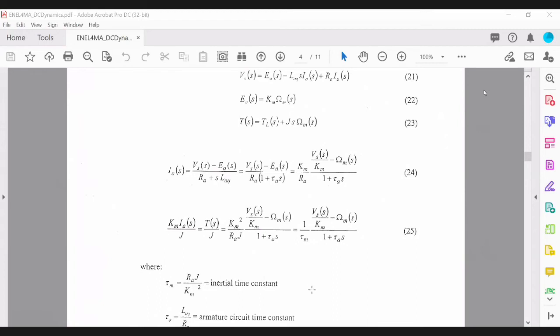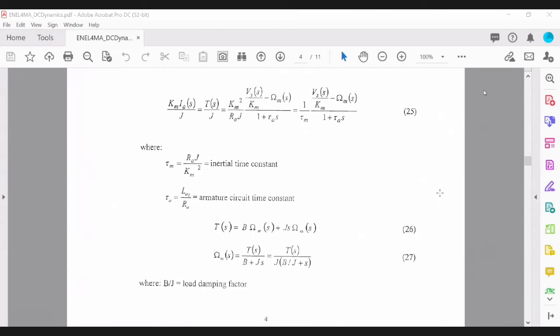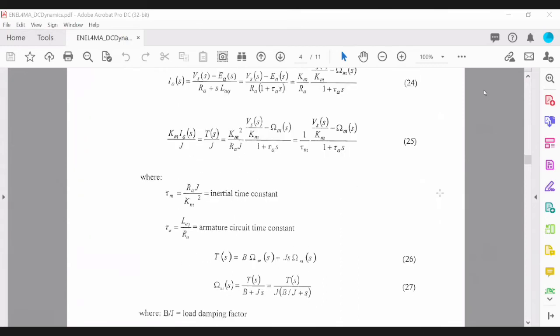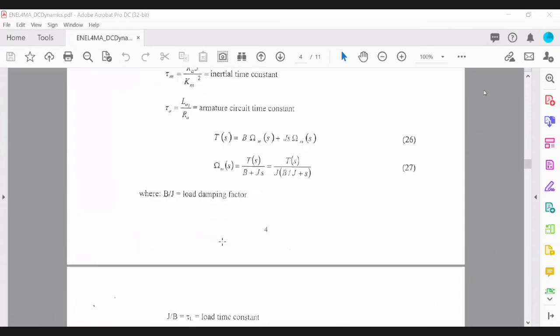And these are the two time constants generated from these two equations, right? Equation 26 comes from the total torque of the machine, and this equation relates to the total torque on the motor, and equation 27 basically relates the total torque on the machine with respect to the speed.